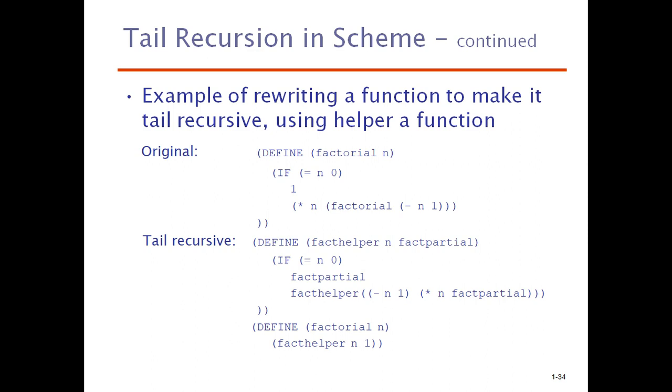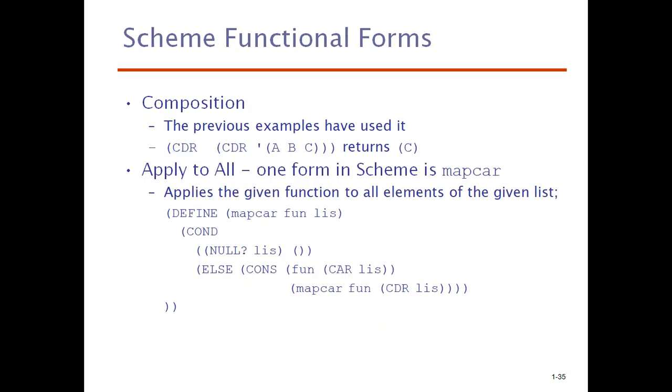In the previous example, we used CDR, CDR, then a list has been passed: A, B, C. Obviously, this will return C, because the first CDR will remove the A, then will present the B and C. The outer CDR will remove B and will give the C.